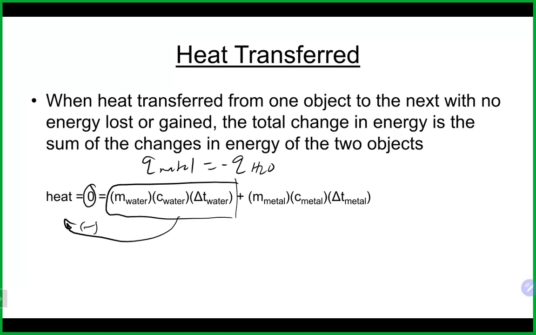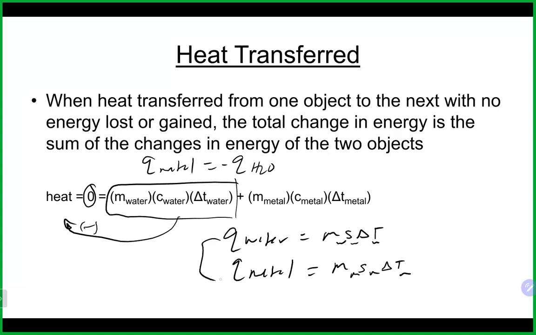So you've got to just make sure, if it equals 0, you can set these equal to each other because you basically could set Q of the water, which is ms delta T, all for the water here, and Q of the metal, which is equal to m of the metal, s of the metal, and delta T of the metal. Because these are equal to each other numerically, you could set both of them equal to each other, but there is a negative that does need to be distributed when you do that, and that's what's up here.